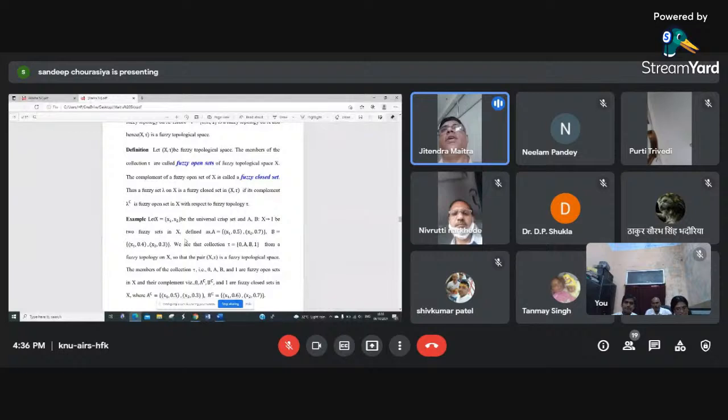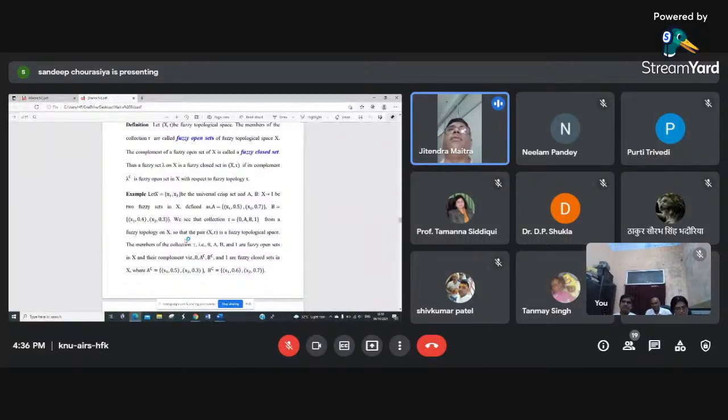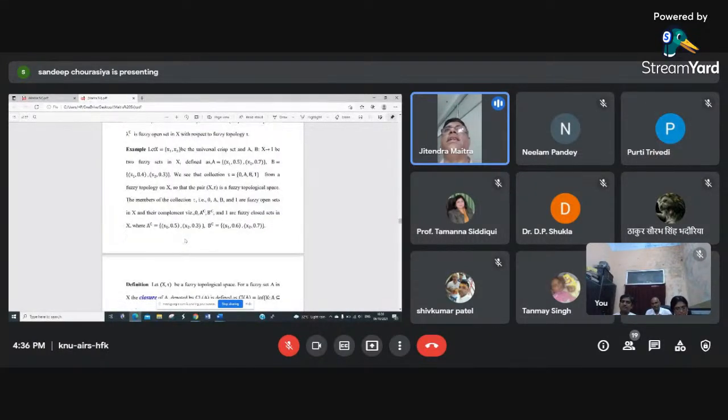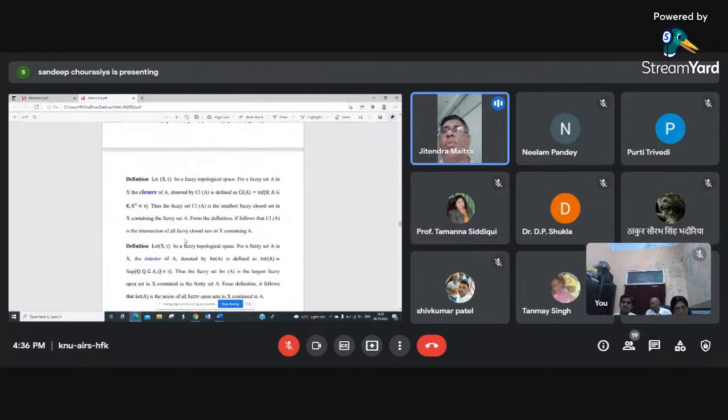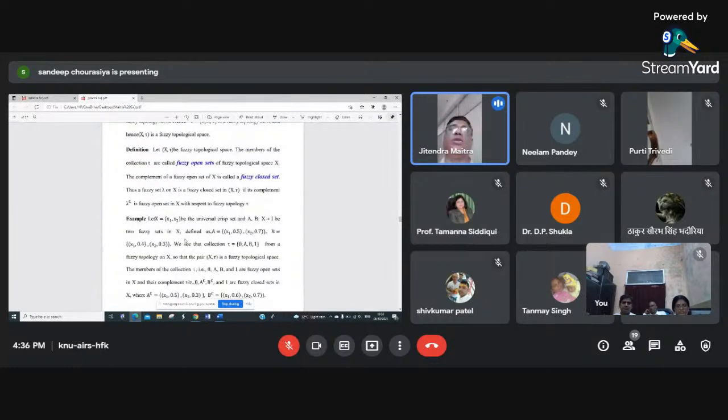Then we say that tau is a fuzzy topology on the set X, and (X, tau) is called a fuzzy topological space. So in this way we have generalized the concept of topological space to the category of fuzzy sets, and we have defined the concept of fuzzy topological space. Once we have defined the fuzzy topological space, the members of the family tau are called fuzzy open sets. Their complements are called fuzzy closed sets, as we have defined in topological spaces. After defining fuzzy open sets and fuzzy closed sets, we can define the interior of a fuzzy set and the closure of a fuzzy set.